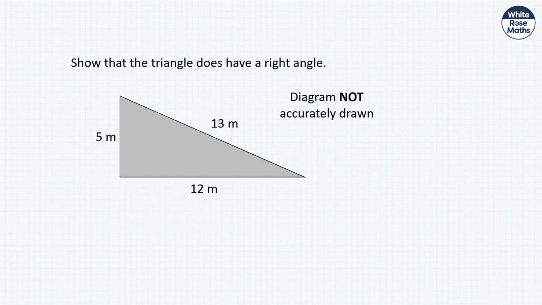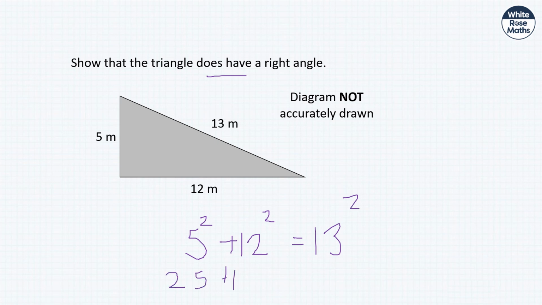Okay, show that the triangle does have a right angle. So 5 squared plus 12 squared, does that equal 13 squared? Let's find out. That'll be 25 plus 144. 13 squared here equals 169.